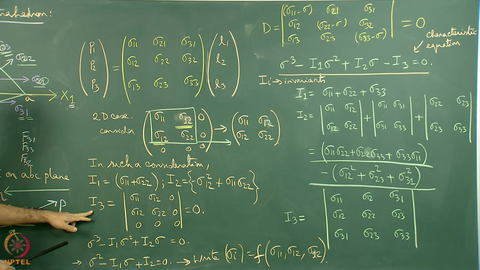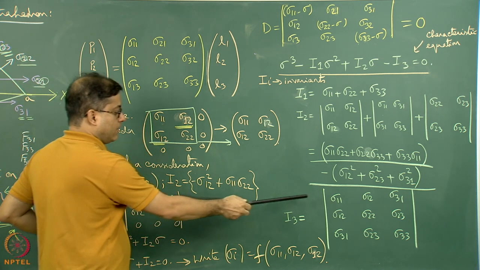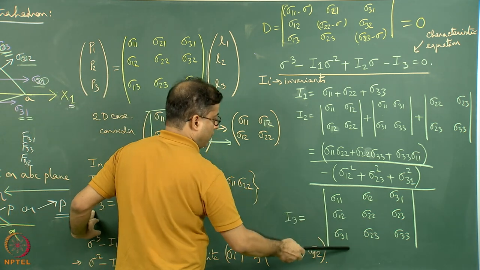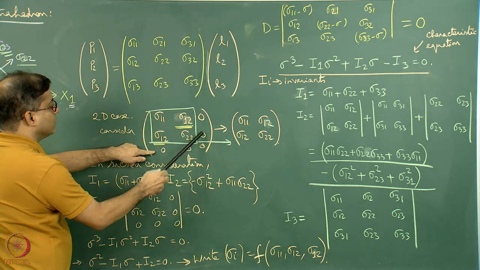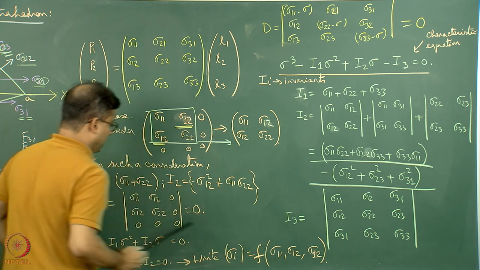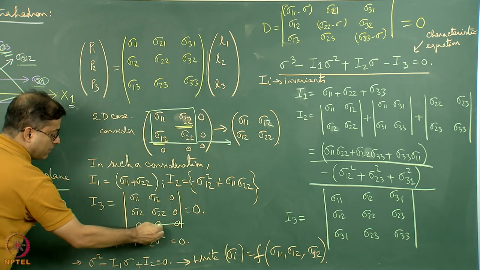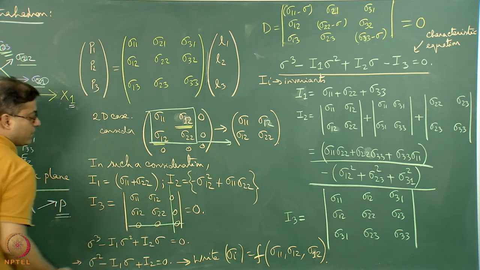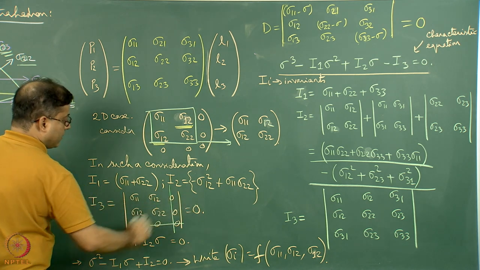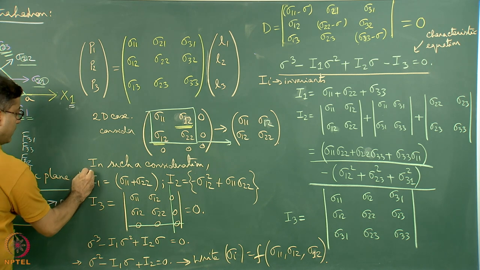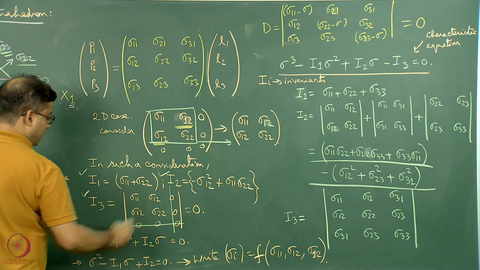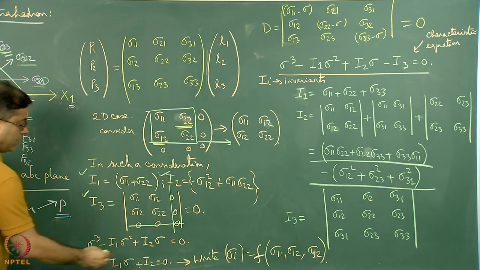Fine. And I3, what will it be? Here are the different stress components. If we look at this and also look at these zeros, then we understand which are to be considered as zeros, and indeed these elements are zeros. So therefore, for this determinant, it turns out to be 0. Now I1, I2, I3 are understood in this case. We will now look at the characteristic equation.